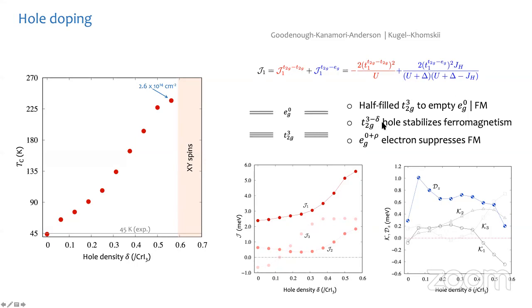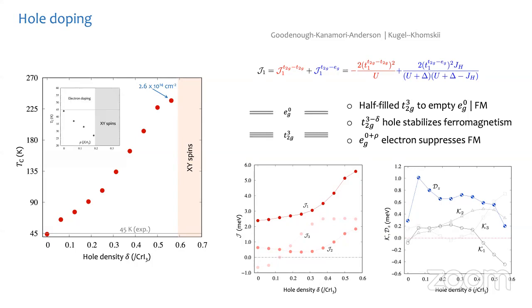But when you dope hole, this hole doping at the T2G level also stabilizes ferromagnetism by destabilizing the antiferromagnetic interaction between the half-filled T2G and another half-filled T2G. Okay, so that is a qualitative argument for these observations.